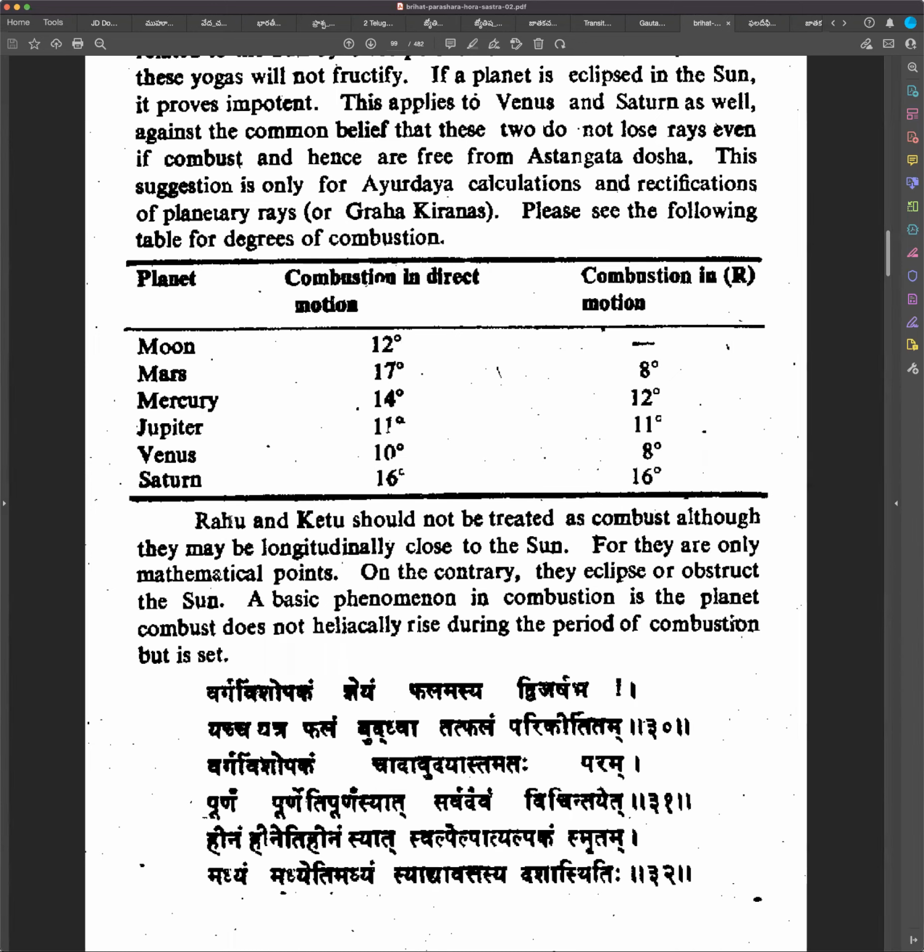At eclipse time, what will happen? The sun and moon will not be visible from the earth. In a moon eclipse, the moon cannot be seen from the earth. But Rahu and Ketu are phenomenal points, the axis intersection points. So they will not get any combustion, but they will have an impact on the sun and moon. They can stop the rays of the sun and moon.